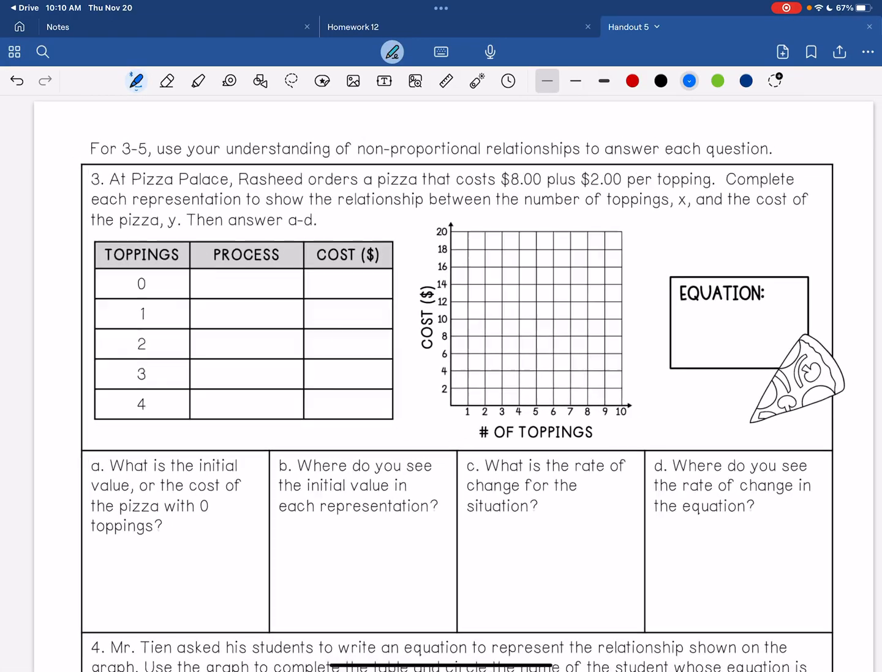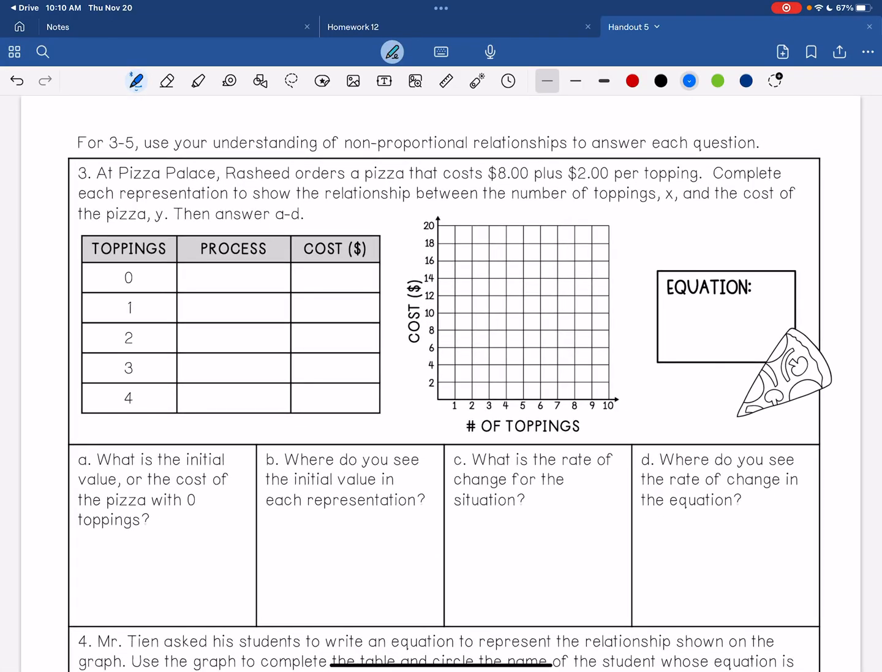If you flip it over to the back, we've got an example on the top. And this example is talking about Pizza Palace. So it says, at Pizza Palace, Rashid orders a pizza that cost $8 plus $2 per topping. I know anytime I see this word per, that's going to be my M. Complete each representation to show the relationship between the number of toppings, X, and the cost of the pizza, Y. So I know toppings are my X's, cost is my Y. So I'm going to fill out the table, then I'm going to put those points in the graph, and then I'll write my equation. I'm actually going to start with the equation first.